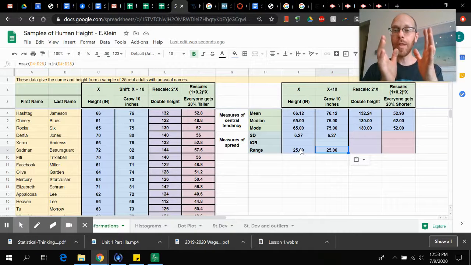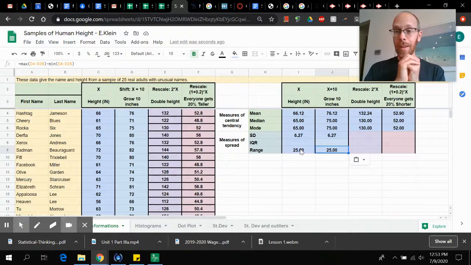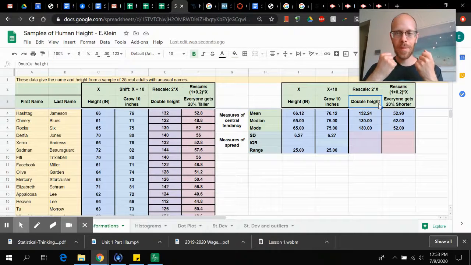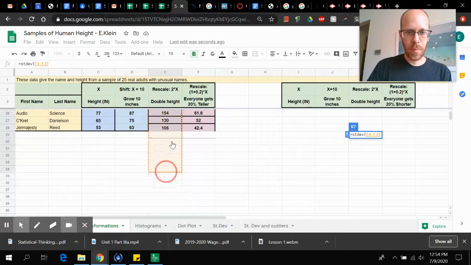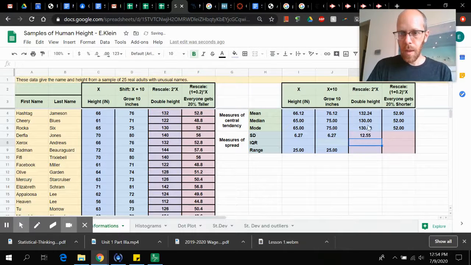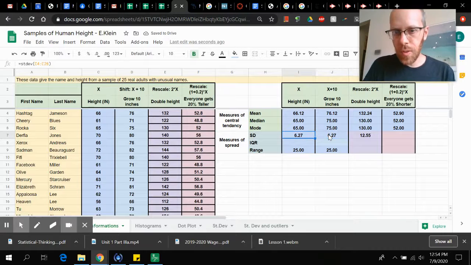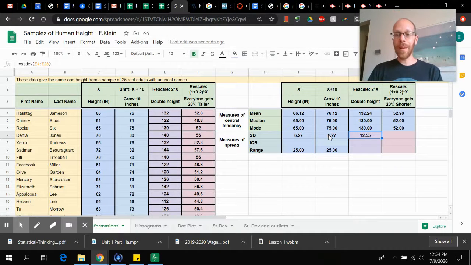Now, that's when we took everybody and we added 10 inches to their height. What about in this case? What if we doubled everyone's height? Is that going to keep the spread the same, or is the spread going to change this time? Well, let's see. So right here, we have doubled everybody's height. So I'm going to do standard deviation of all of these. And you can see that this 6.27 became 12.55.